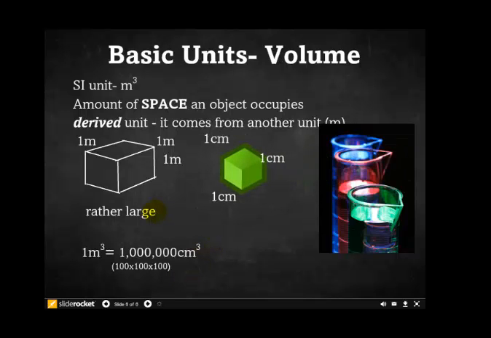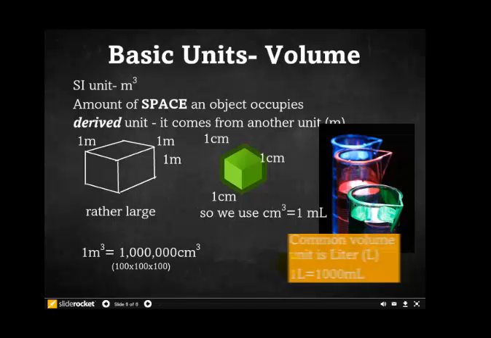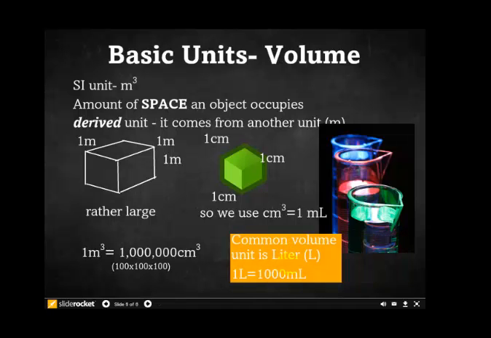That's kind of large. So we tend to use a smaller unit, the centimeter cubed. That would be if you had a cube, as I have here, of 1 centimeter by 1 centimeter by 1 centimeter. That'd be a centimeter cubed, and we call that a milliliter. We're pretty familiar with milliliters. We know we measure milliliters in graduated cylinders. And another common volume unit is the liter. A liter is about 1,000 milliliters, and that's what, in that initial picture, they were using to price the gas per liter.